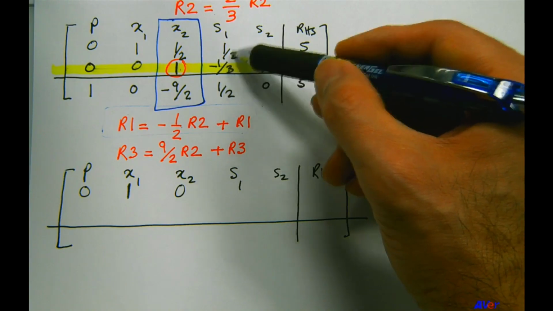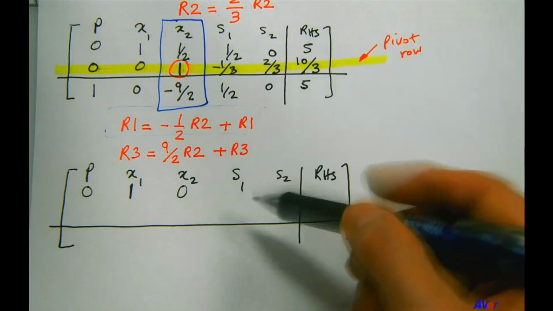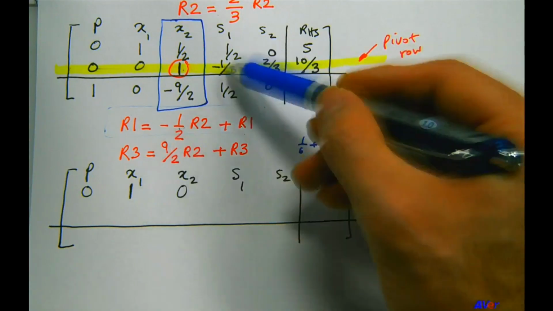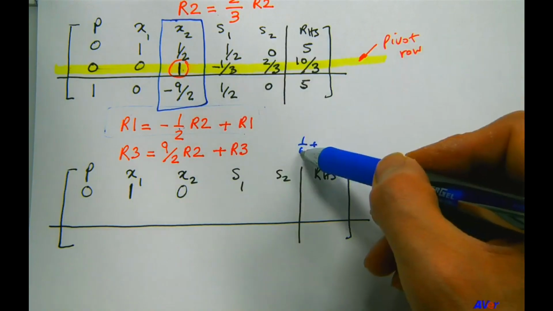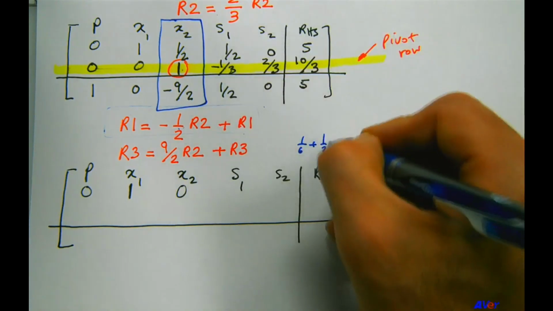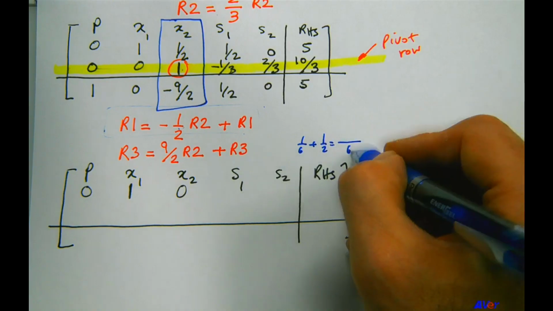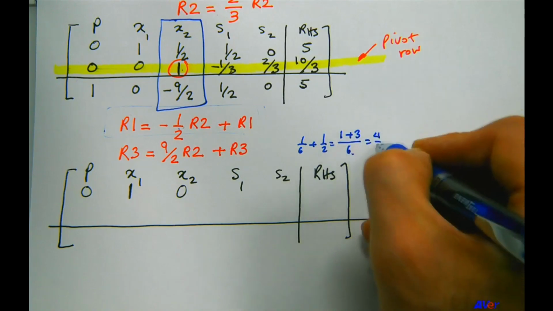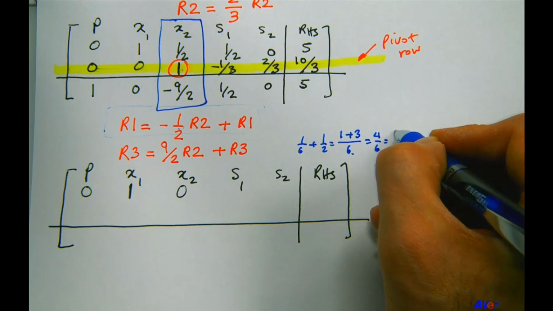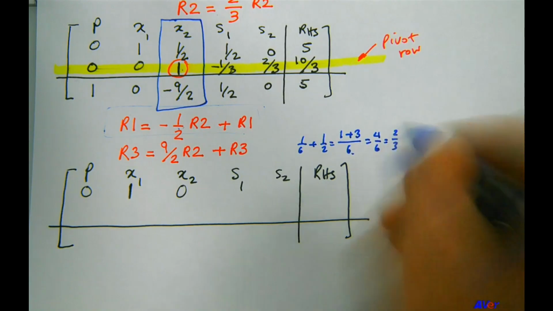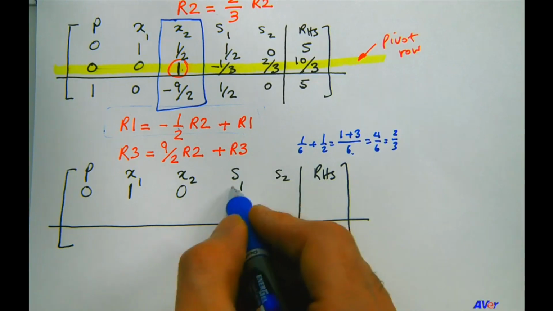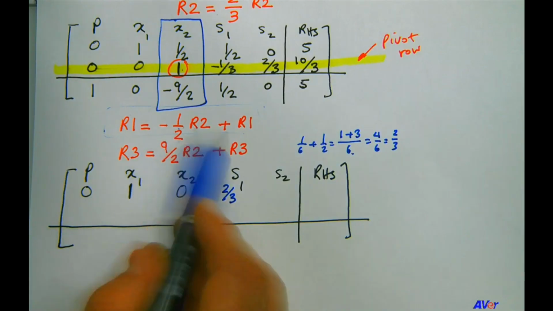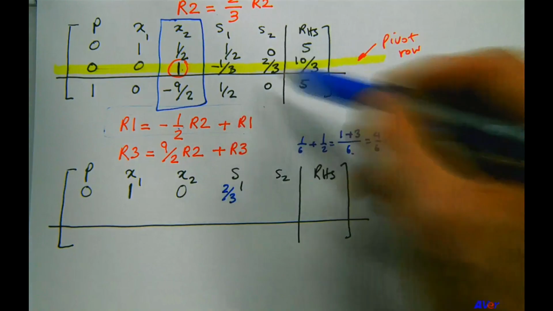Positive 1/6 plus 1/2. What do we get? Minus 1/2 times minus 1/3 gives us 1/6, plus 1/2. Taking the common denominator, which is 6, we end up with 1 plus 3, so that's 4/6, or 2/3. So we're going to get 2/3 under this spot, under S1, which is minus 1/2 times row 2 plus row 1. That's what we got. Okay, so let's continue.